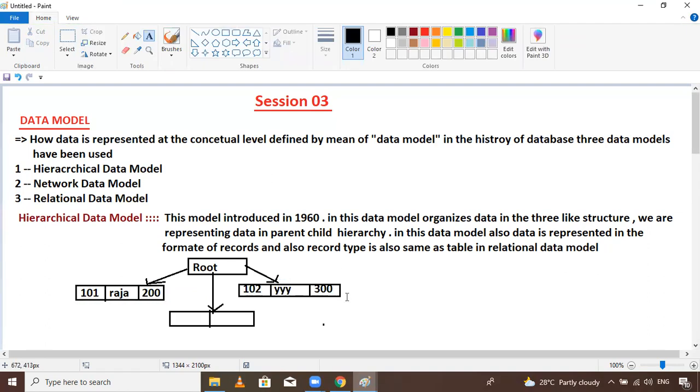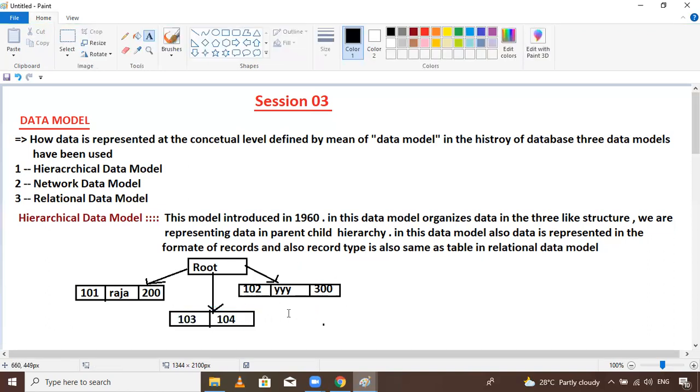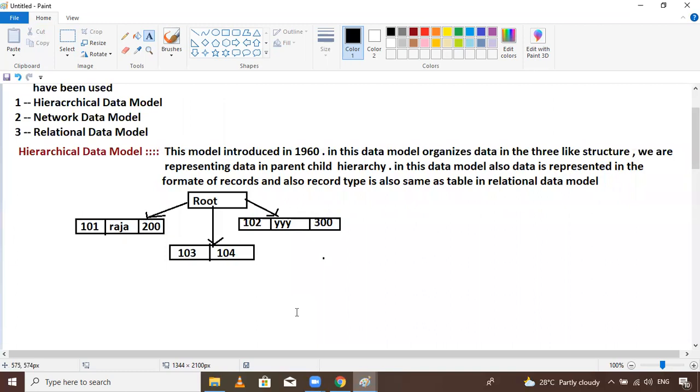Now here numbers are also there: 101, 100, 102, 103, and here 103, 104. Then two more data can also be related with this. This is the hierarchical model.